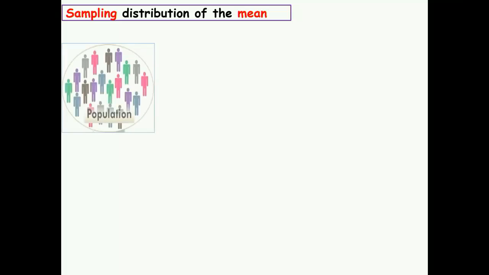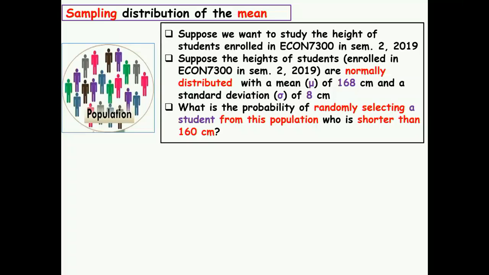So, if you remember, let's talk about sampling distribution of the mean. But before we talk about sampling distribution of the mean, let us talk about this one. There is a population, let's say students enrolled in Econ 7300. So this is the population, all students enrolled in Econ 7300 in semester 2, 2019. Suppose the heights of students are normally distributed with mean 168 centimeter and the standard deviation of 8 centimeter. Assume this information is given.